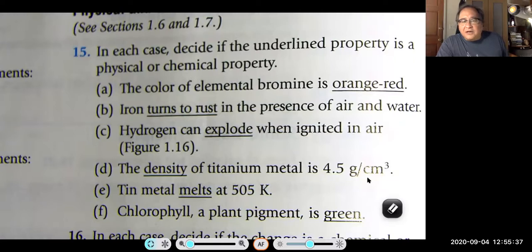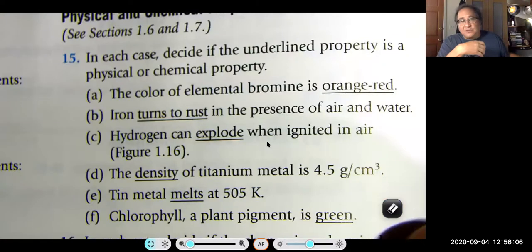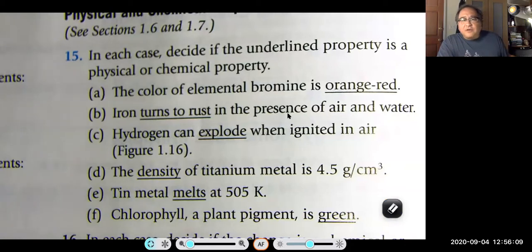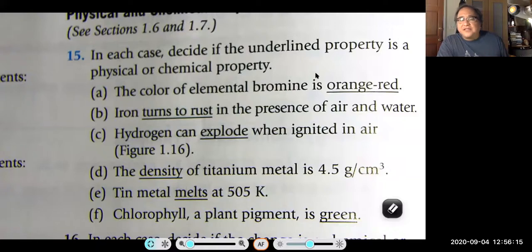How about let's clear all. And let's go with hydrogen can explode when ignited in air. If you think it's a physical property, give me a thumbs up. If you don't think it's physical, give me a thumbs down. That's right. It is not a physical property. Explode is a reaction. Does anyone know what hydrogen makes when it explodes in air? It's water. When hydrogen reacts with oxygen, it makes water.